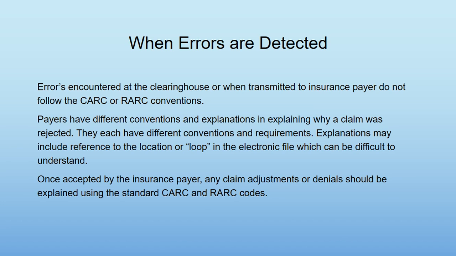I know that's where we spend a lot of time, deciphering those codes and understanding them and looking for interpretation. And you usually have to go to the payer, and they'll usually have a PDF type document on their website that will explain a lot of their errors and what's necessary to correct on the claim in order to get the acceptance by the payer. However, once these claims are accepted by the insurance payer, any adjustments or denials should be explained using the standard CARC and RARC codes.